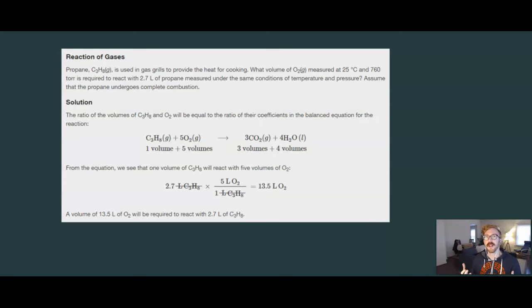So what that means is that it doesn't matter what the identity of the gas is. If it's an ideal gas, the volume is indicative of the mole amount, right? There's a direct correlation between volume and mole amount. So what that means is for stoichiometric purposes, you can just use the volume ratio of a given reaction to solve the problem with dimensional analysis.